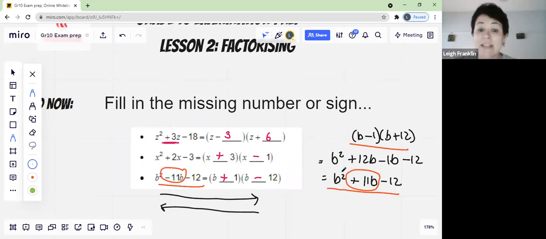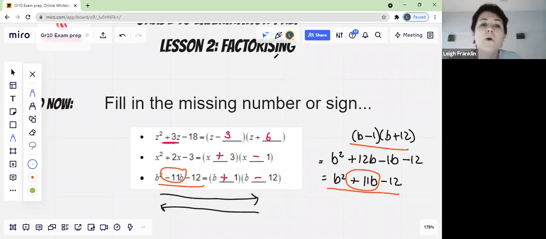Okay, so yes, it matters. The order of the brackets is unimportant. If you write b minus 12 first and b plus 1 second, that doesn't matter. The order of the brackets is unimportant. But which number is plus and which number is minus inside the brackets, that matters.